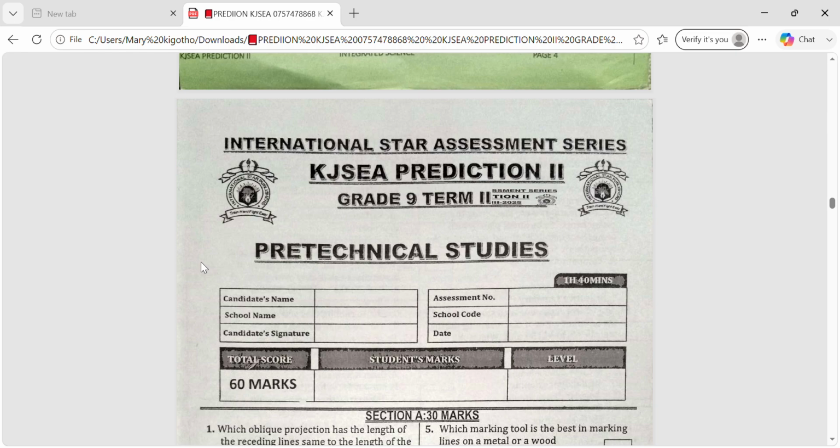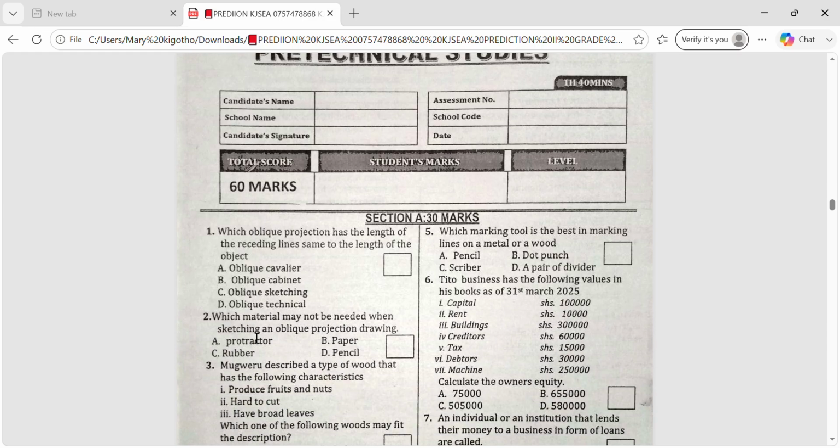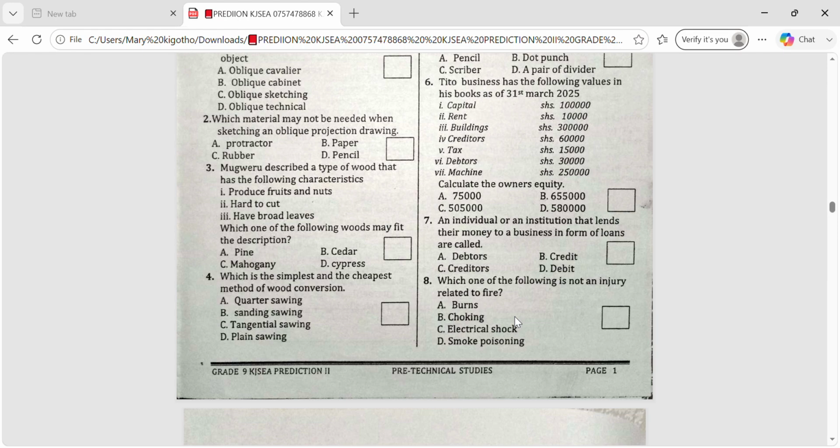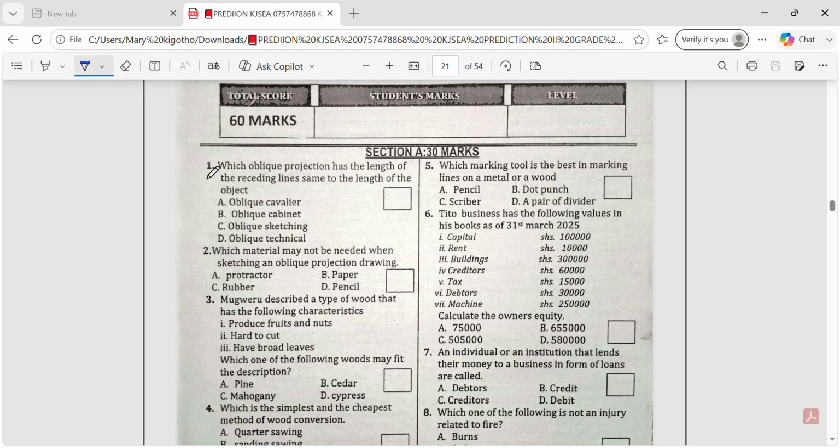We have the candidate's name, the assessment number, and the total marks is 60 marks. So we'll go directly to answering the questions. We start with this question. Question number 1.